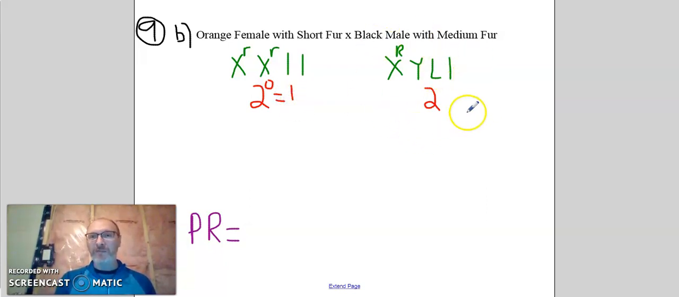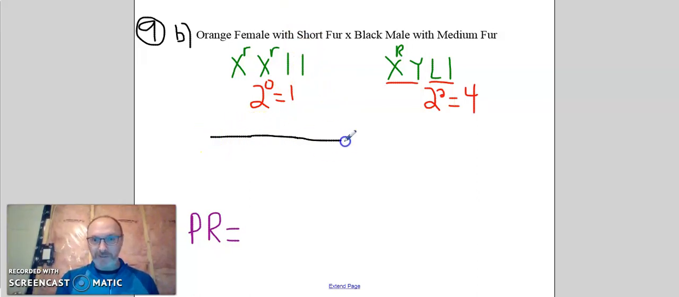If we look at the male, XY is always considered to be heterozygous because the X and Y chromosomes are different from one another. So technically this is heterozygous, and then big L, little l obviously is heterozygous as well. So it's going to be 2 to the power of 2, and we're going to get 4 possible gametes from the genotype of the male parent. So we now know our Punnett square is going to be 4 by 1.